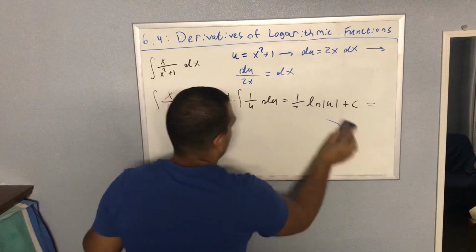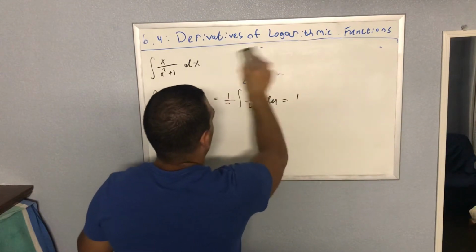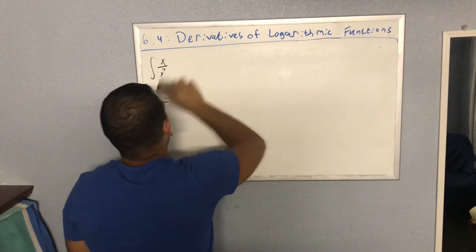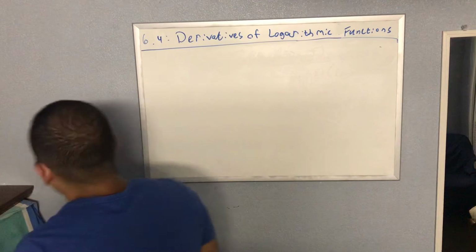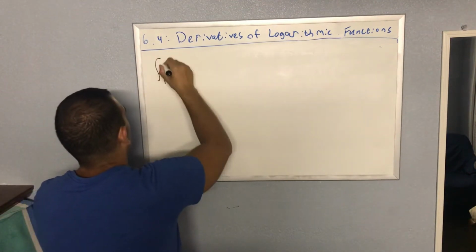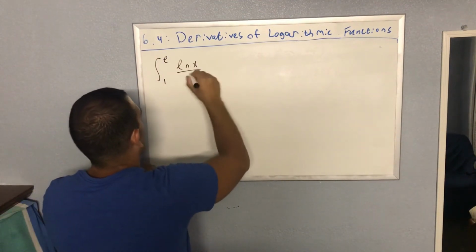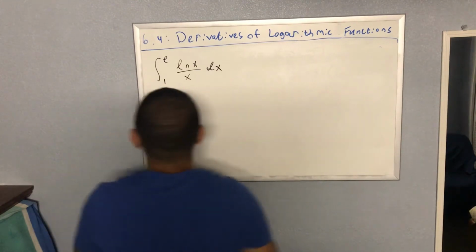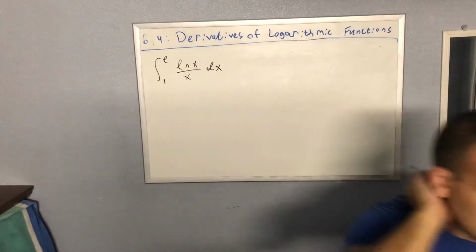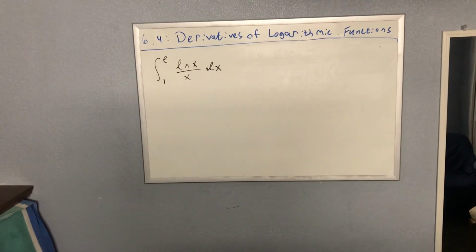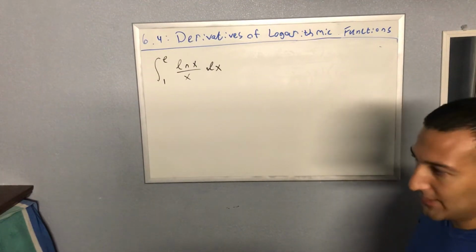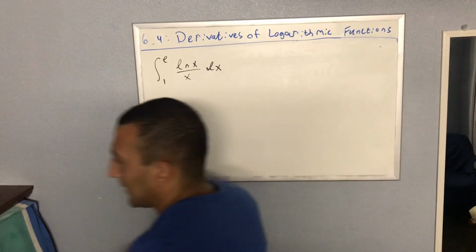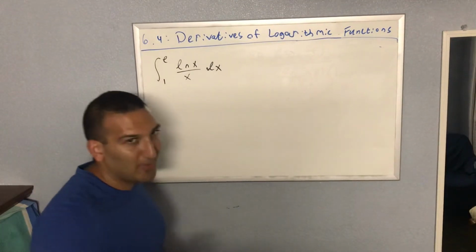So just a lot of examples now using this new integral that we have. Integral from 1 to e of ln x over x dx, okay? Now this one may seem kind of weird at first, but again, the right choice of u will get you there. So again, we're going to use u substitution. I told you it's important.